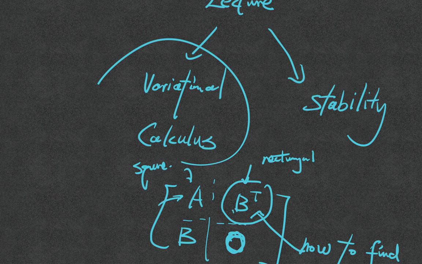So let's first talk about the variational calculus. I want to point out the difference between pure mechanics and all the other problems that come from a constrained optimization problem. Does anyone know what an optimization problem is?